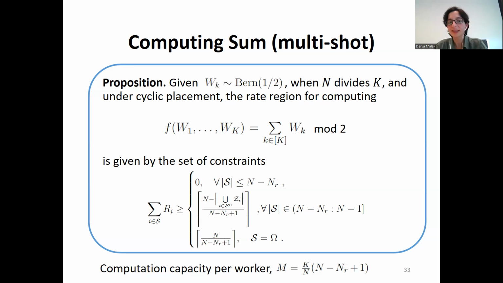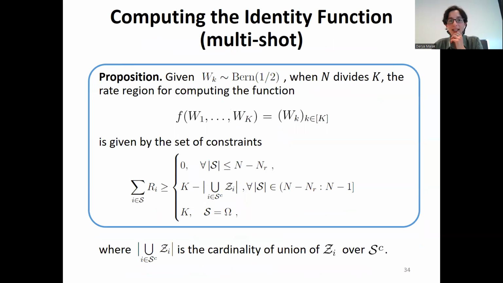Between this first line and third line, I have this intermediate result where the rate is smaller than here. It is determined by the set of workers that I am conditioning on, the set of messages that are cached in those subsets of users. And I can generalize this idea, I can apply it to other functions.